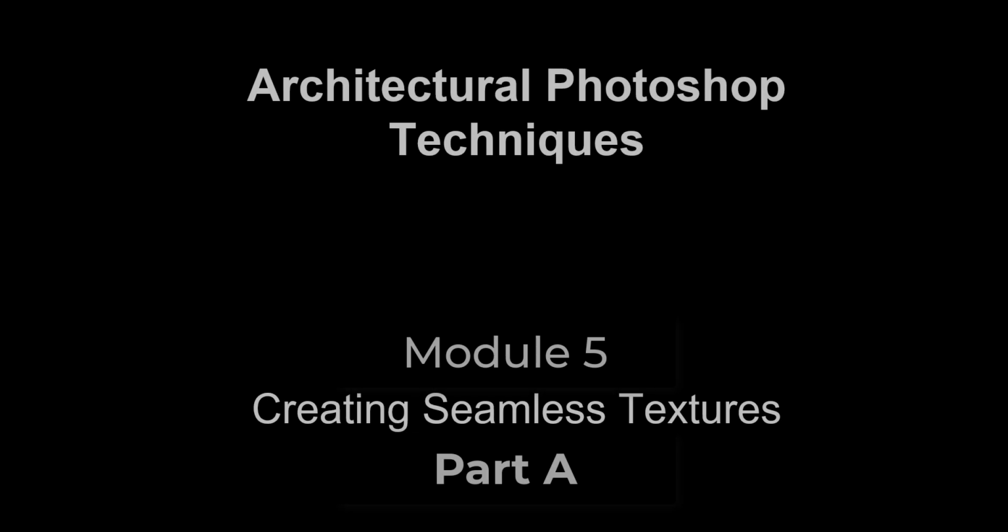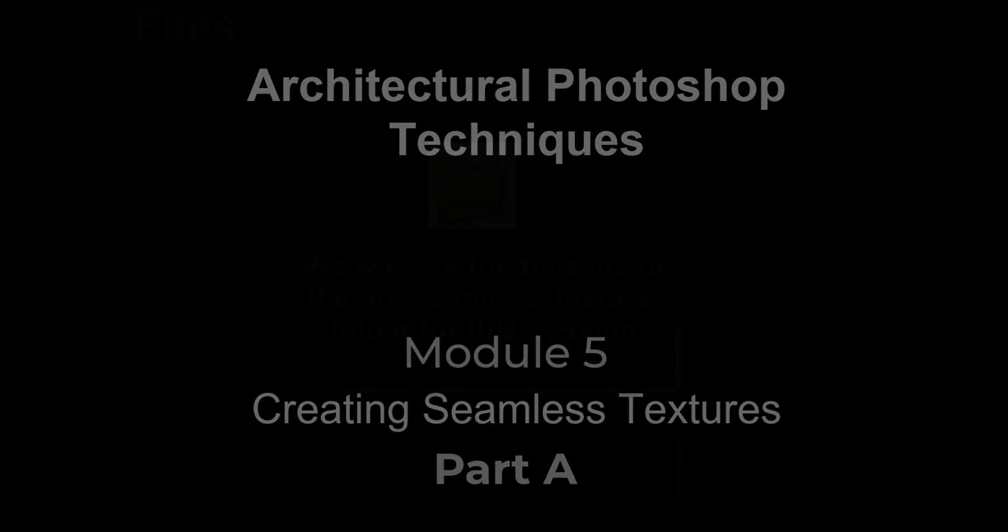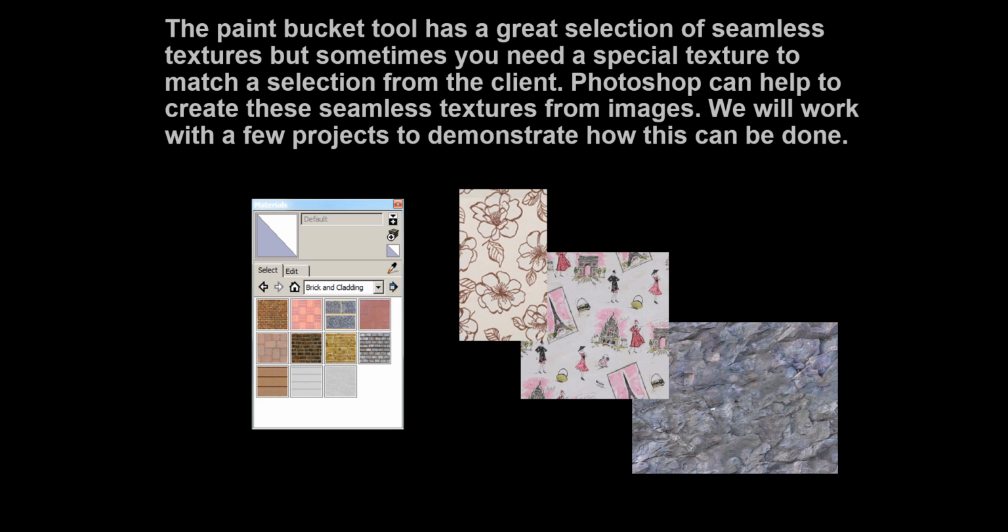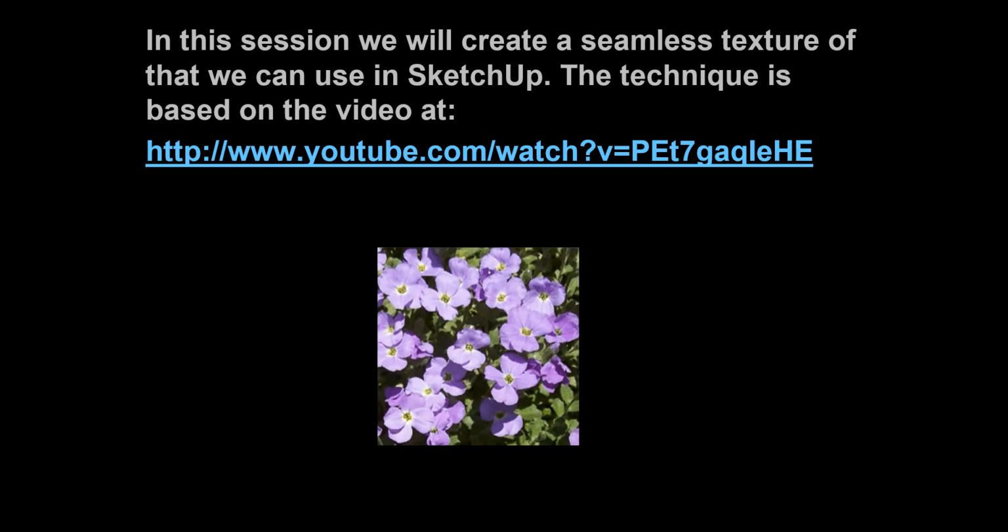During this session, we're going to cover how to create seamless textures that can be put in SketchUp. The Paint Bucket tool has a great variety of different seamless textures, but sometimes you might need something specific to the project, perhaps fabric or wallpaper that a client might want. We're going to cover a seamless texture technique that can be found at this particular link. And this is the image that they use to create a seamless texture from.